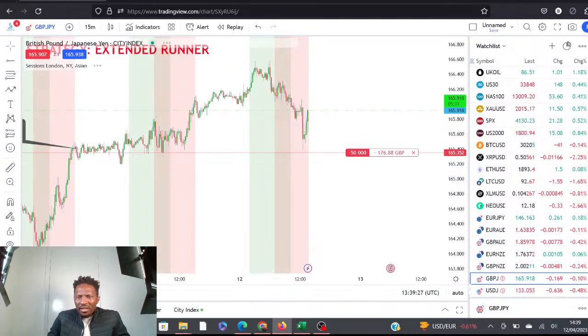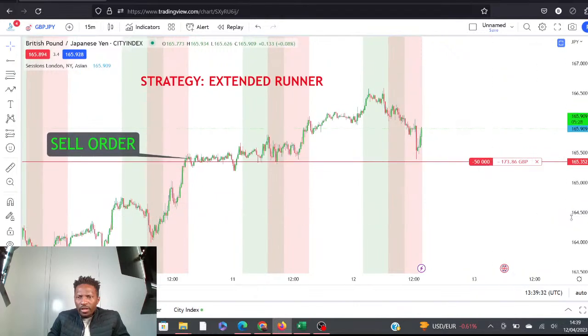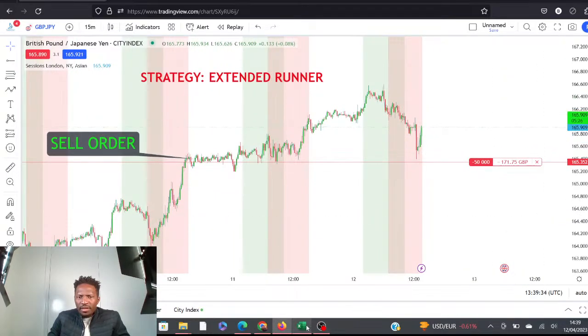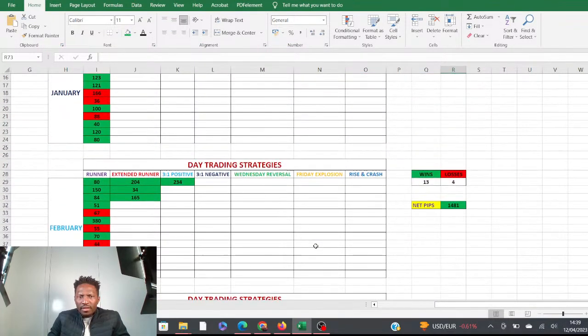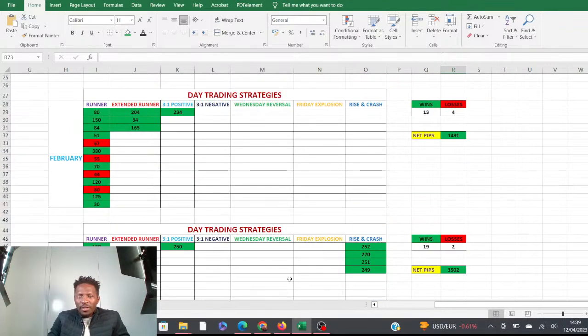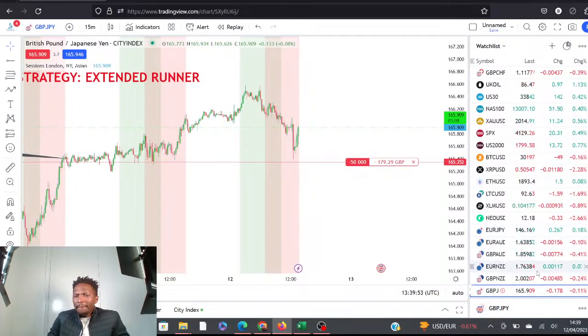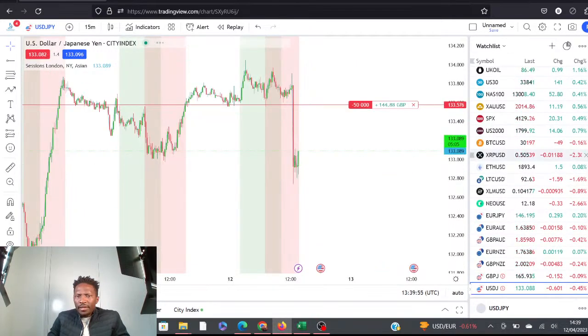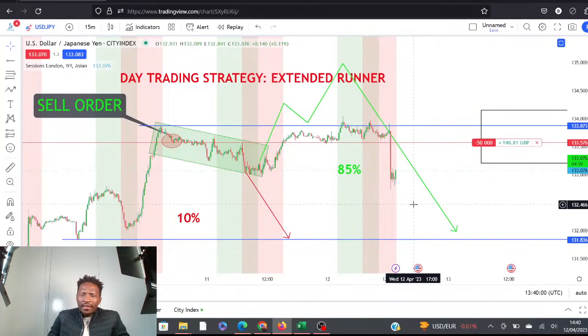Pound yen is going to be a losing trade, I'm afraid. Have I lost any extended runner trades so far? I don't really remember. This is going to be the first extended runner trade that I'm going to lose in 4 months. I'll take that. But like I said, it's still a long way to go. I'm hoping that the strength of the yen is going to determine where the pound yen is going to head.